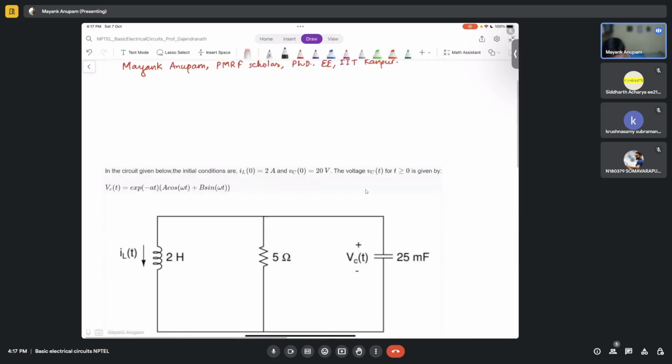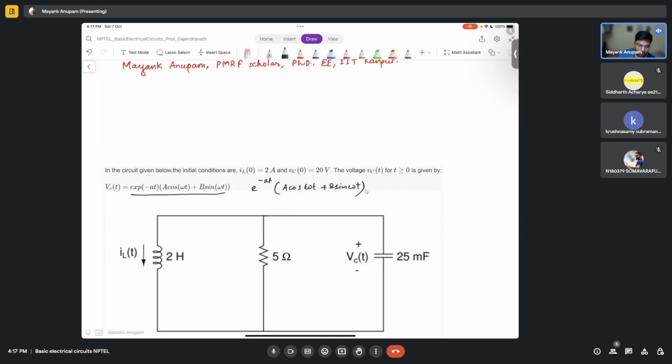So this kind of a solution, when do we get this kind of a solution? So it is exponential, which is like this. So it is e to the power minus some at, right, times a cos of omega t plus b sine of omega t. This kind of a solution, when do we get?